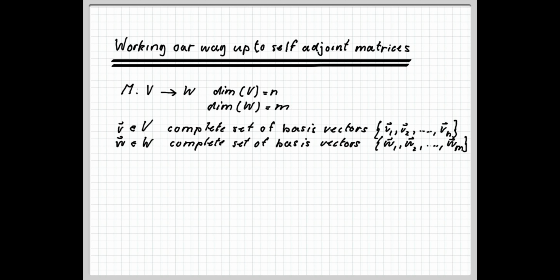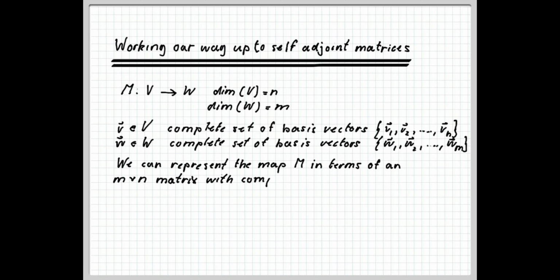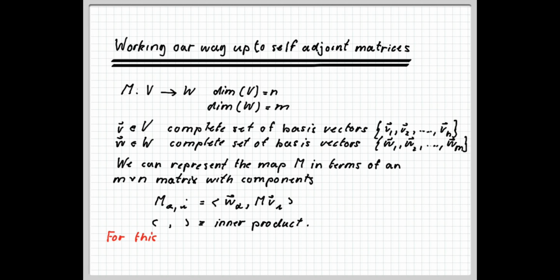Now the map M can be represented as a matrix, where all the matrix elements can be found as an inner product. Here you see this only works if this inner product, denoted by this bracket notation, makes any sense. And again, remember, the inner product is actually what lays down the nature of the spaces we were working in.